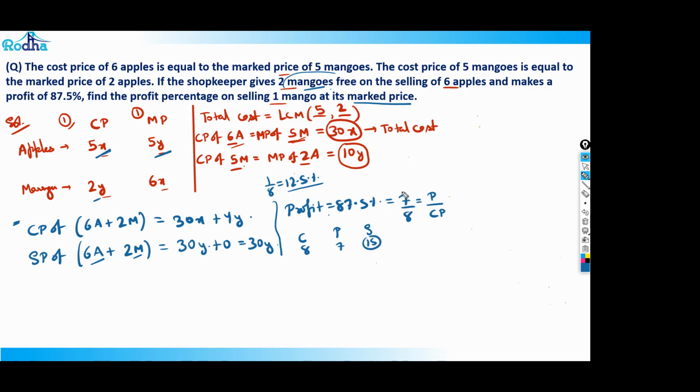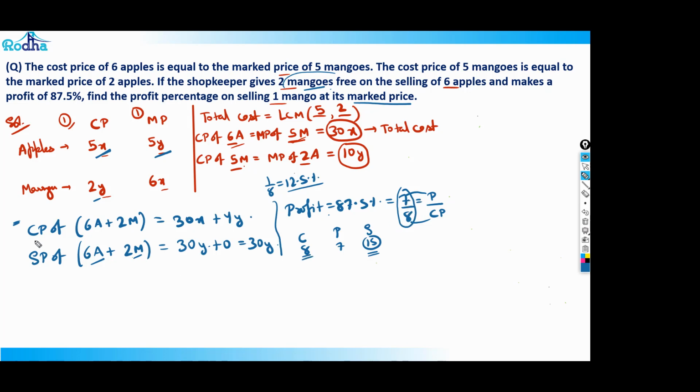What does this ratio mean? This ratio means that if the cost price is 8, then profit is 7. So the shopkeeper bought something at 8 rupees, is making a profit of 7 rupees. That means selling price is 15 rupees. So that's all in ratio, right? So I can just equate it, guys.